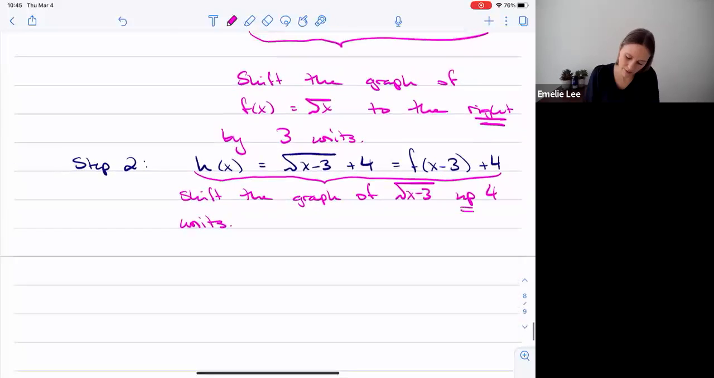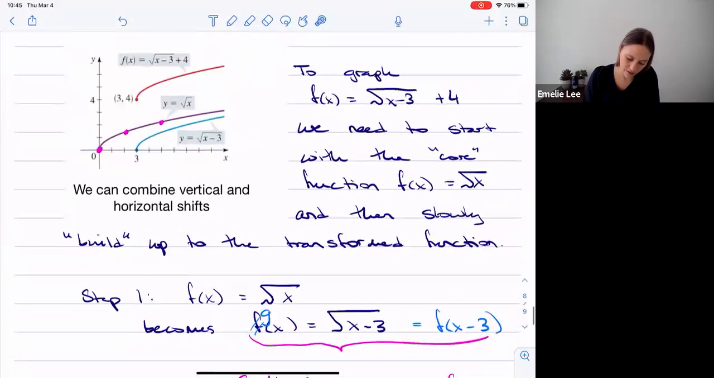So here, notice that 3, 0 got shifted up to 3, 4. Here we could have followed the point 0, 0. If I shift it over 3 units, it becomes 3, 0, and then if I shift it up 4 units, it becomes 3, 4. So you can pick points if you have to. We will never have to, but if you had to, you could pick some points here and follow them around in your transformations.